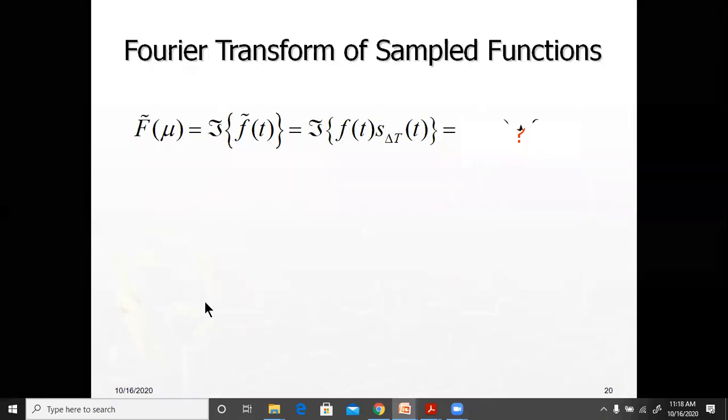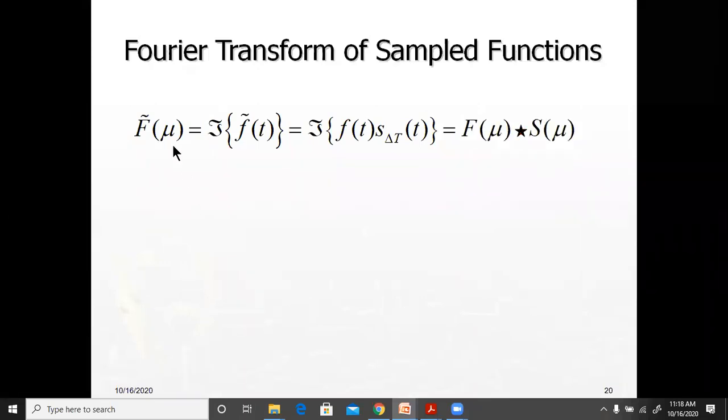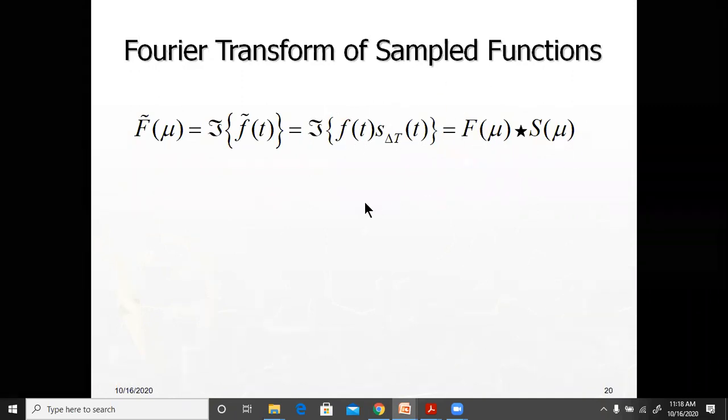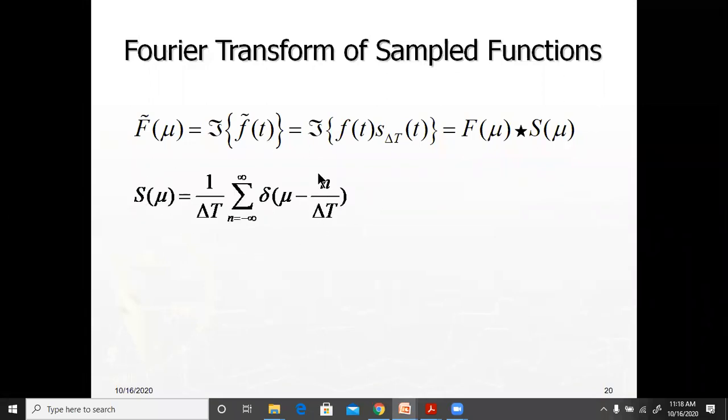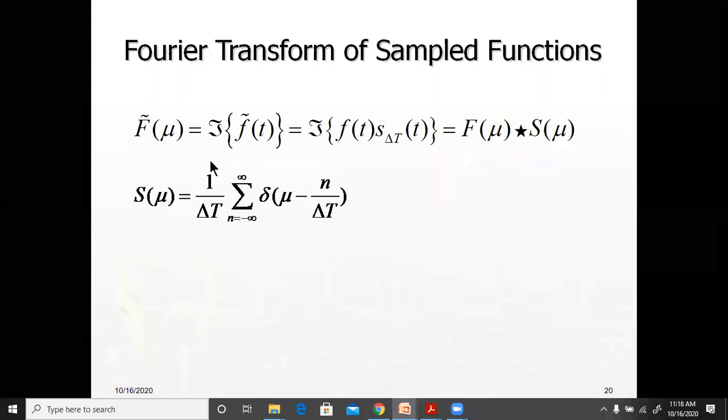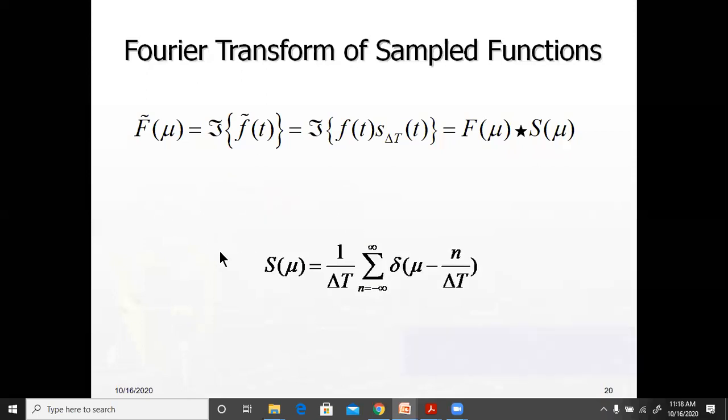So if we take the Fourier transform of f̃(t), then naturally it is going to become the product of two different functions. That will give the convolution of the corresponding Fourier transforms. So S(μ) is this function, which is 1 by Δt sum over n equal to minus infinity to infinity of δ(μ minus n by Δt). This is the Fourier transform of the impulse train, right?